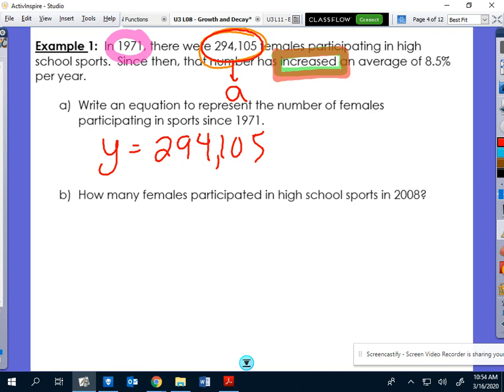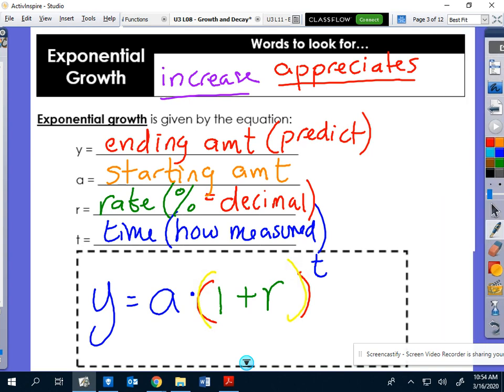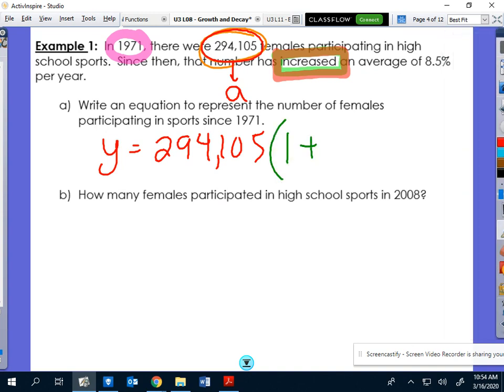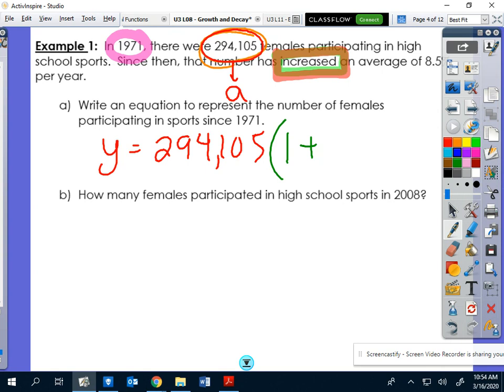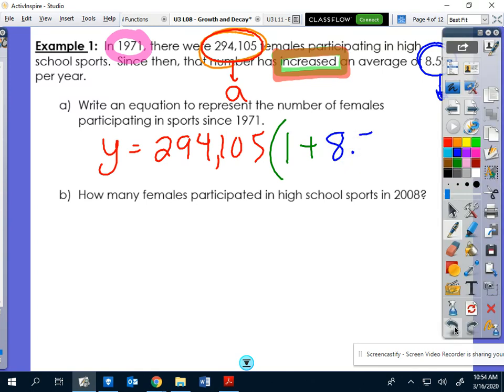From there, we use our formula that we talked about, always beginning with 1 plus, so 1 plus R. So you cannot forget the 1 plus. If you do, your model doesn't work. 1 plus. And now we have to make sure that when we use our percentage, that we convert our percentage to a decimal. So you don't want to write down 8.5. If you write down 8.5, your model is going to be way out of whack.